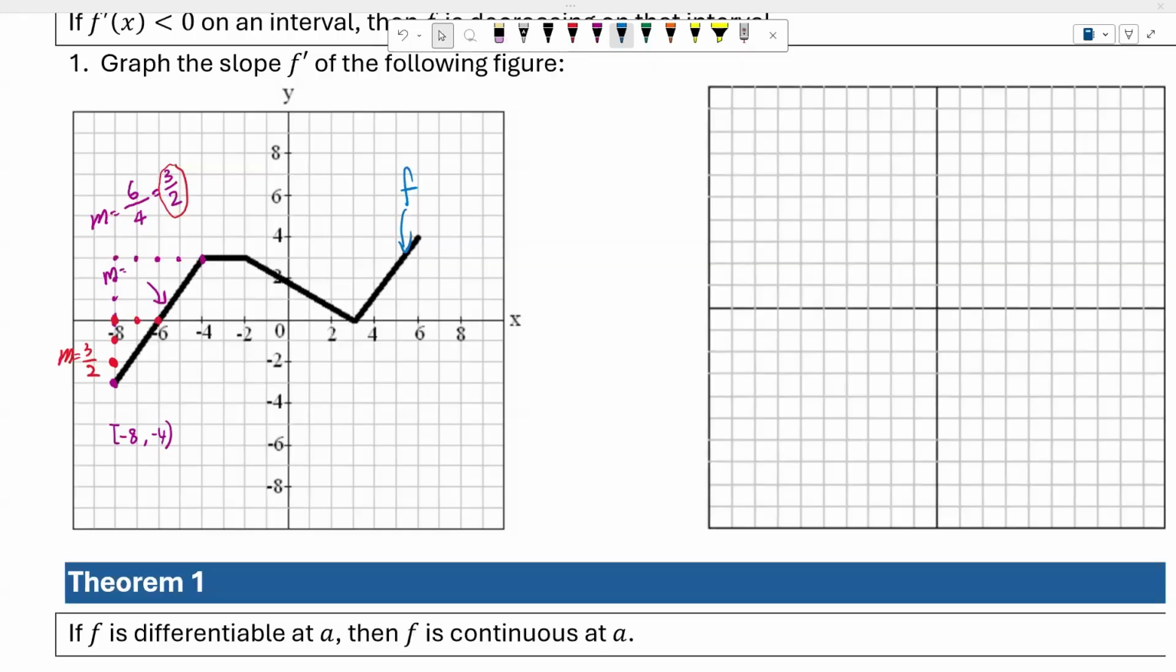Now, look at the interval between -4 and -2. In this case, we have a constant number. It means that the slope is 0 then. Now try to figure out the other two, okay?